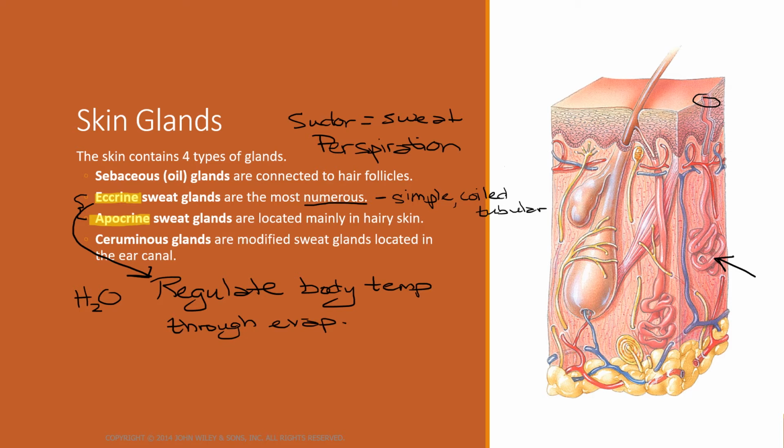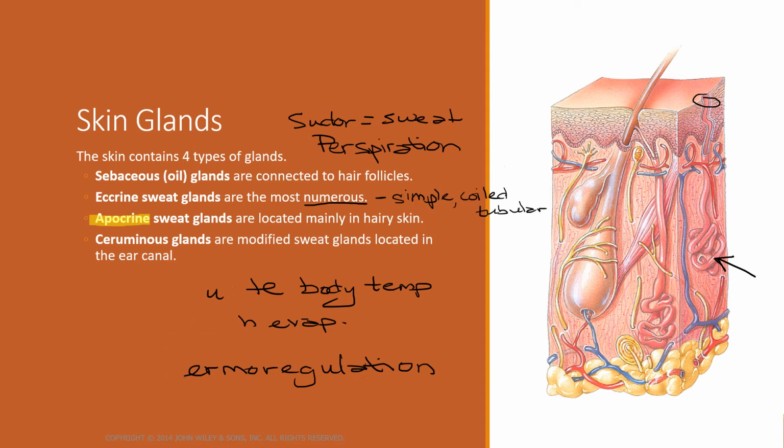As sweat evaporates, large quantities of heat energy also leave the surface. This homeostatic regulation of body temperature is known as thermoregulation. That's a very important part of homeostasis in the body. So those are all eccrine sweat glands, and because the sweat is mainly made of water, that's going to help with that thermal regulation.